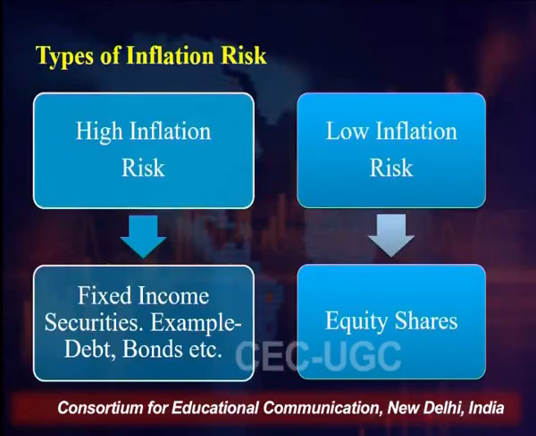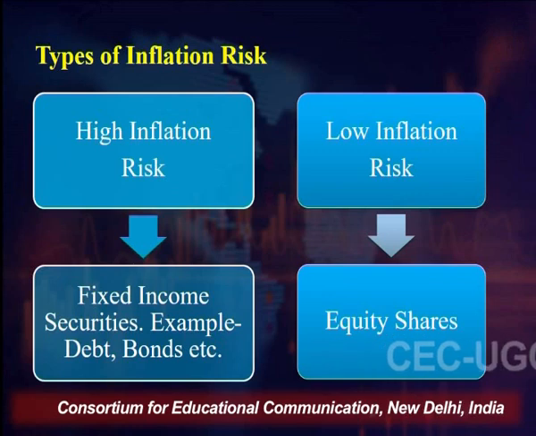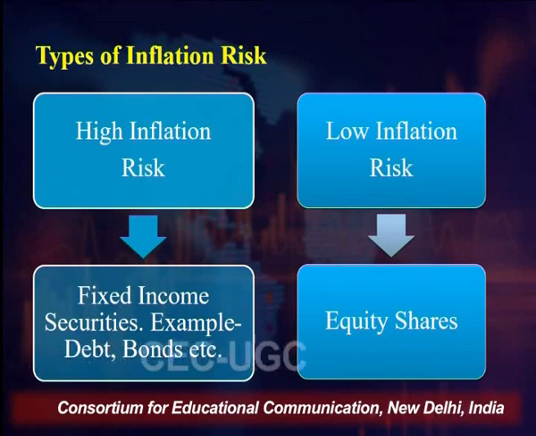So you can say real income is equal to nominal income divided by 1 plus the inflation rate, right? That is what real income is. So what you find is that when there is high inflation risk, it affects fixed income securities, for example, debt and bonds. No inflation risk is associated with equity shares, right? This we have already explained.